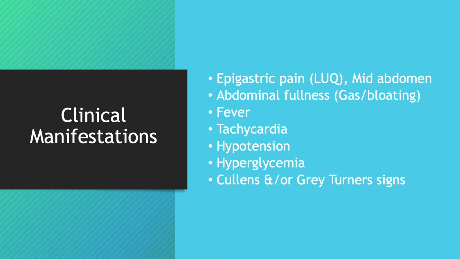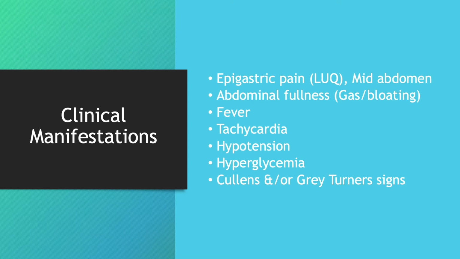Now, Gray-Turner sign is bruising that is manifested on the flank, and the flank describes the areas such as the lower back and the sides or the upper abdomen, okay? Now, Cullen's sign is bruising around the umbilicus, the belly button. Now, to decipher them, just know one so you know the other. Cullen's is around the umbilicus area, and Cullen's has a U in it, so use that U as umbilicus, okay? Now, bruising in these areas will indicate hemorrhaging, which is bleeding, as well as severe inflammation and tissue damage.